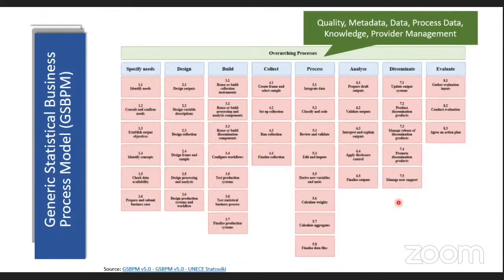Fourth, process data management. This includes activities of registering, systematizing, and using data about the implementation of the statistical business process. Process data can aid in detecting and understanding patterns in the data collected, as well as in evaluating the execution of the statistical business process. And the last, fifth, knowledge management. This ensures that statistical business processes are repeatable, mainly through the maintenance of process documentation.